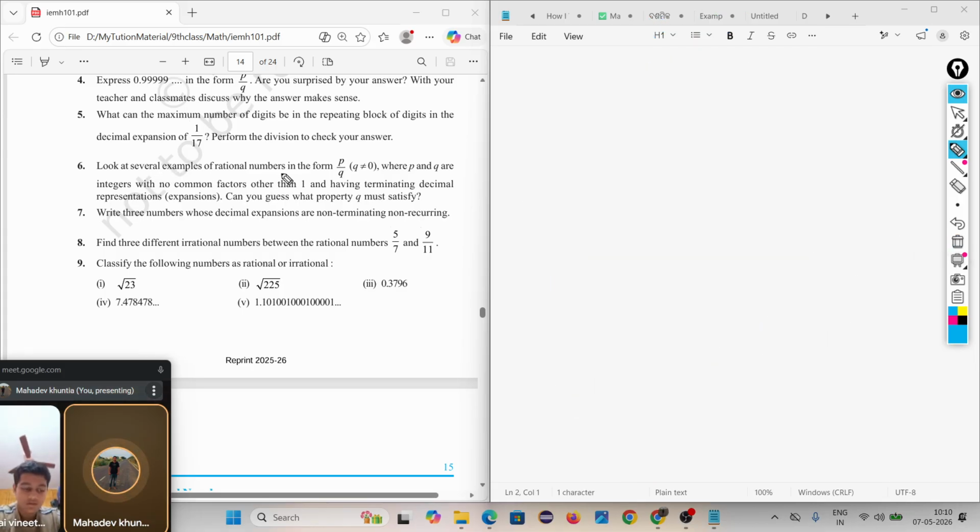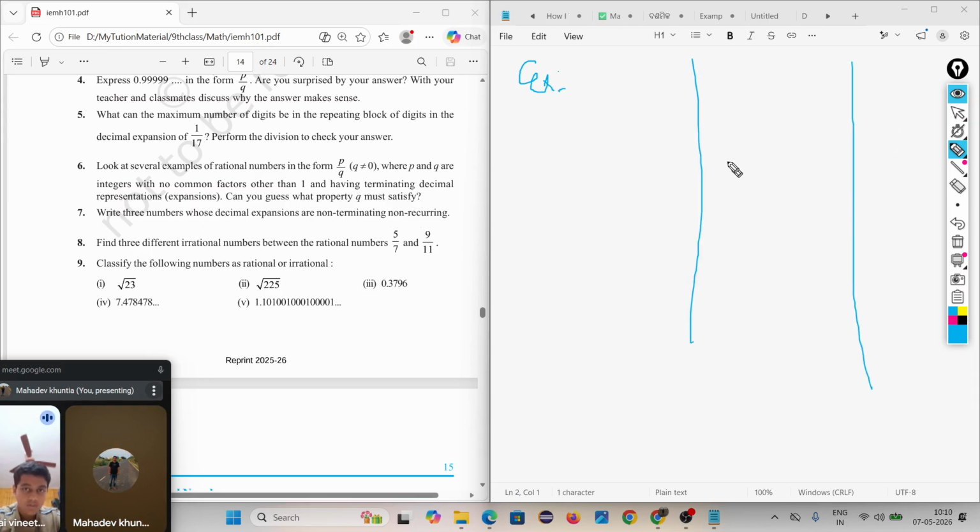Look at the several examples of a rational number in the form p upon q, where p and q are integers with no common factor other than 1, having terminating decimal representation. Can you guess what property q must satisfy? The question means, tell me three examples of a rational number, and it should be in simplest form. 5 by 11, 2 by 3, 6 by 11.